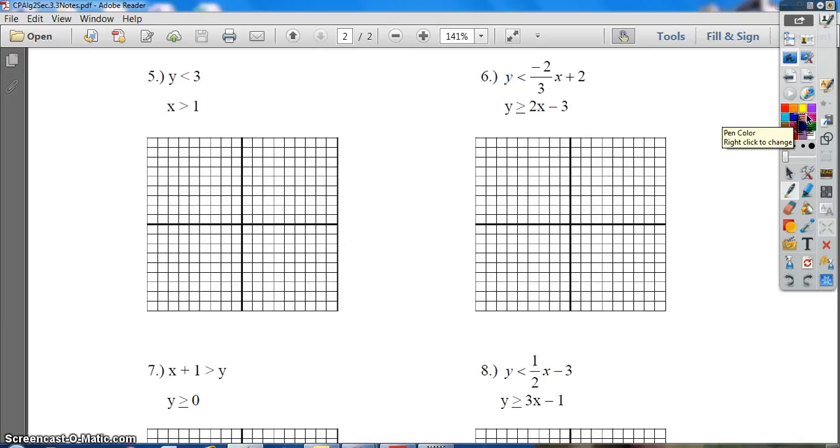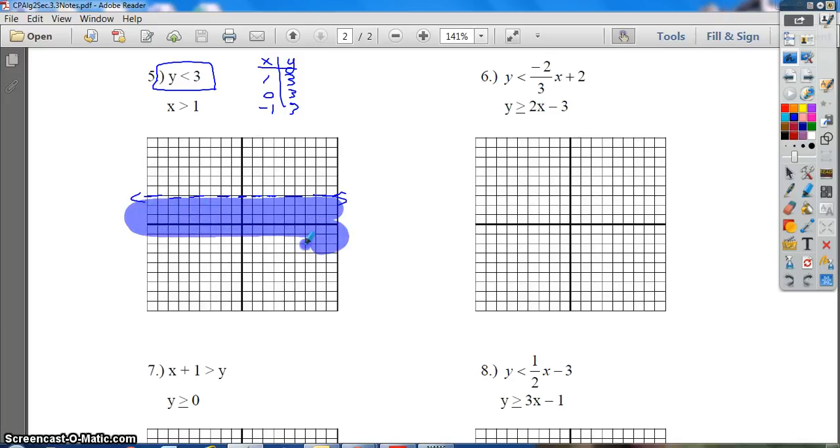Okay, top equation, y is less than 3. So think about it this way. This is a vertical line. Oh, sorry, horizontal line. Y is always 3. X can be anything your little heart desires. So at 3, which is here, we'll have a dashed line. As far as shading, y is less than this. So all the y's that are less than that horizontal line are below.